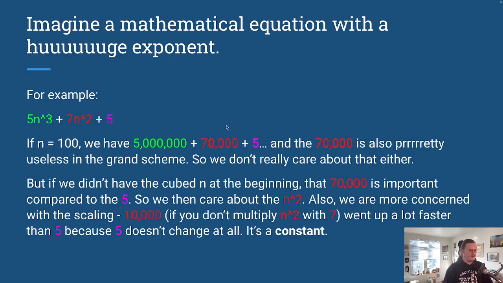Yeah, the 70,000 is pretty useless in the grand scheme. We don't really care about that. But if we didn't have the n cubed at the beginning, suddenly that 70,000 is important compared to the 5. So then we care about the n squared, right? And also we're more concerned with the scaling.